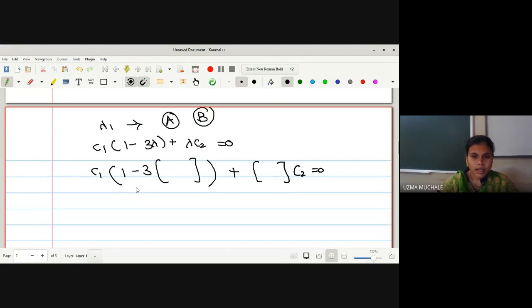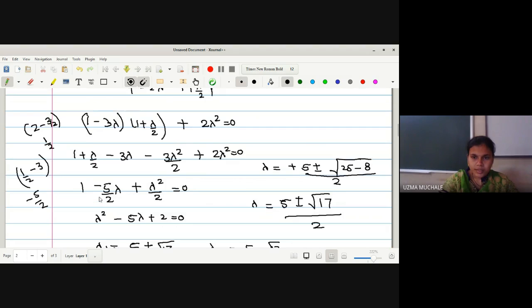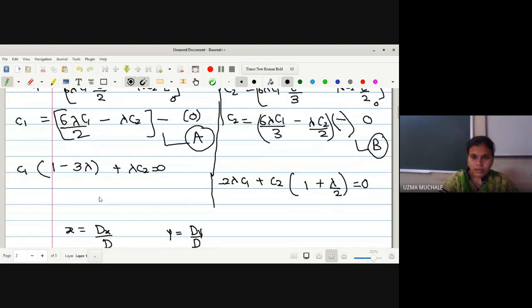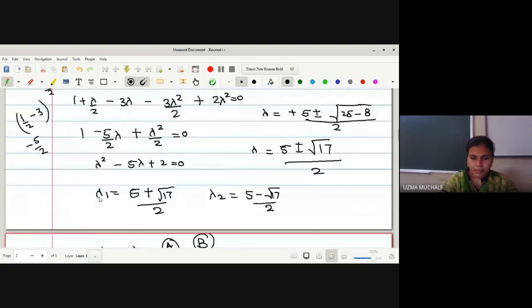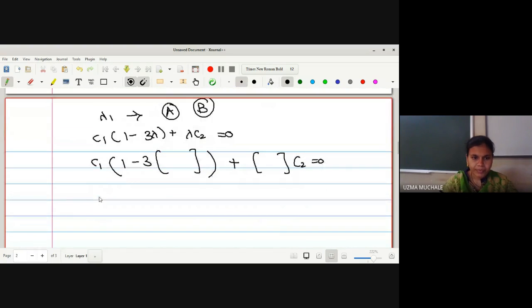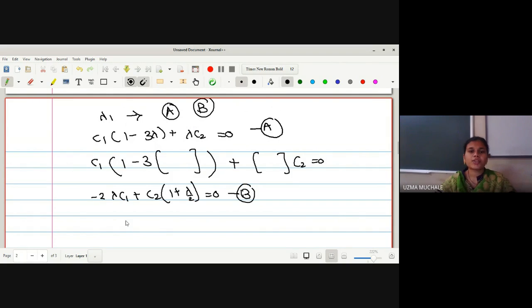Similarly, we have to put it in equation B. What is our equation B? Minus 2 lambda C1 plus C2 (1 plus lambda by 2). Correct, this is our equation B. So now what you have to do? We have to put the value of lambda 1 in this equation.